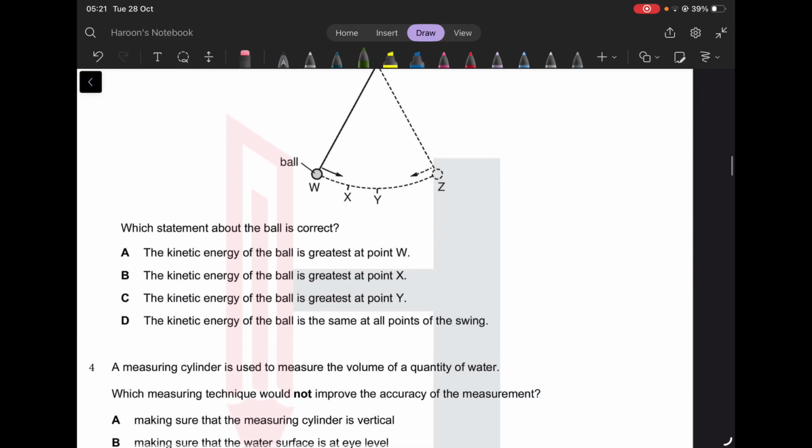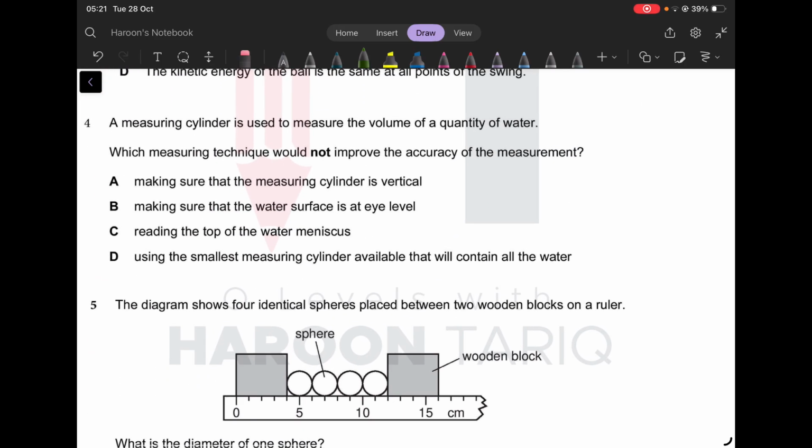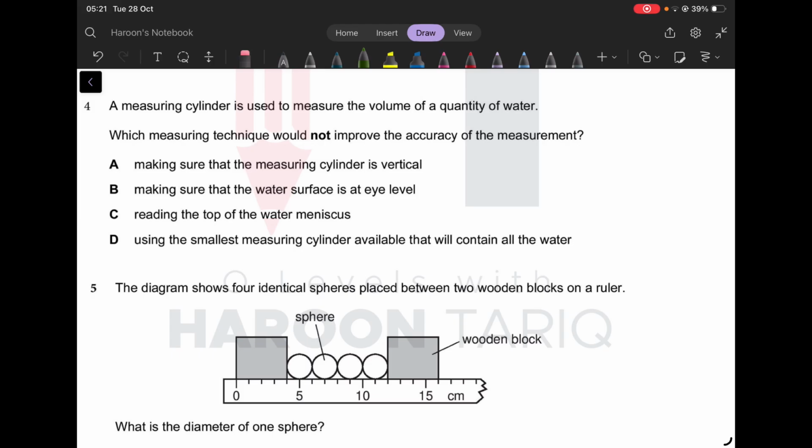Okay, now this is non-examinable so far because we haven't done kinetic energy. Next, question number 4. A measuring cylinder is used to measure the volume of a quantity of water. Which measuring technique would not, this is emboldened as well, would not improve the accuracy of the measurement? So whichever improves the accuracy, we can cancel them out, because we are looking for not improves. First one, make sure the cylinder is vertical. Is this what we want? Yes, we do. Vertical improves our reading. This is what improves, so we'll cancel it out because we are looking for not improve.